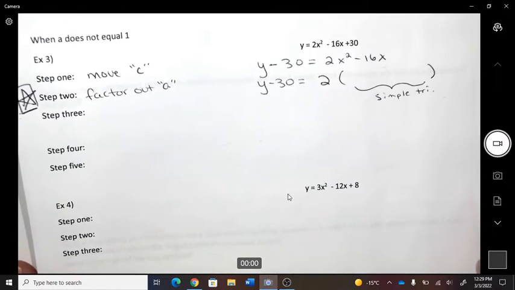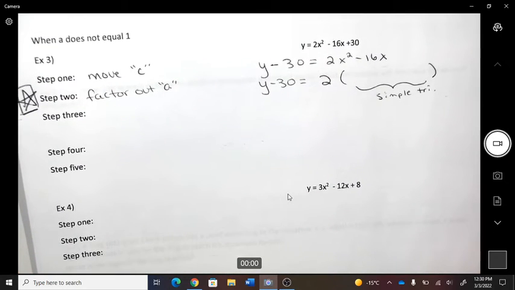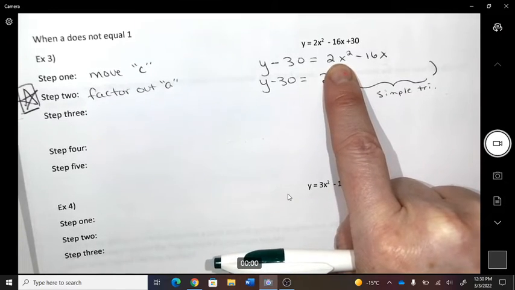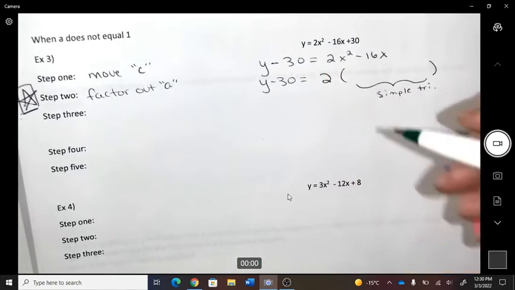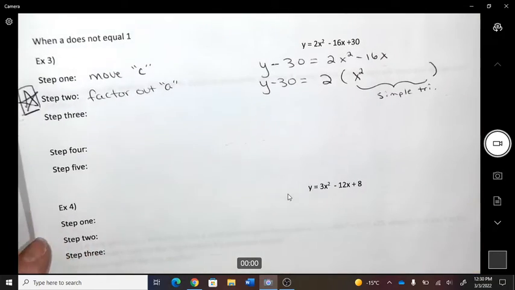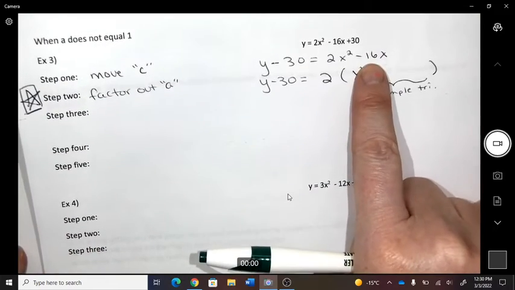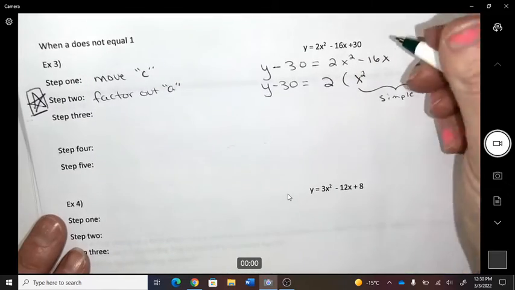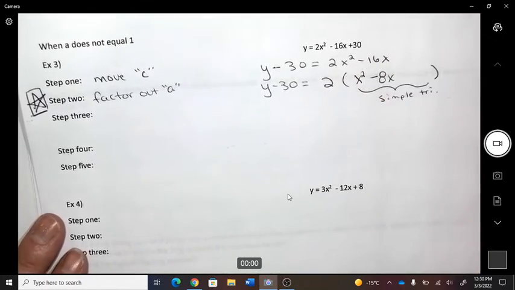Okay, so here's what we want. We want the 2 out of there, and we're going to make a simple trinomial. Simple trinomials start with 1x squared. Ready? If I take the 2 out, this is just x squared. If I take a 2 out, this is a negative 8x.